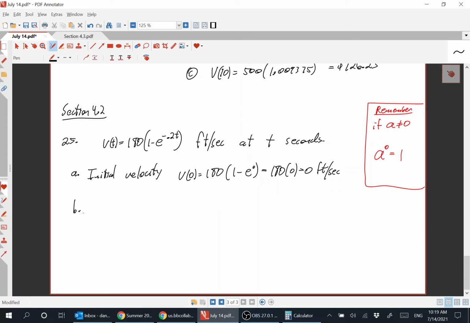B, find the velocity after 5 seconds, after 10 seconds, and so on. So velocity at 5 seconds is 180 times 1 minus e to the negative, so 0.2 times 5 is negative 1. And after 10 seconds, 1 minus e to the negative 2. Okay, so let's calculate those.